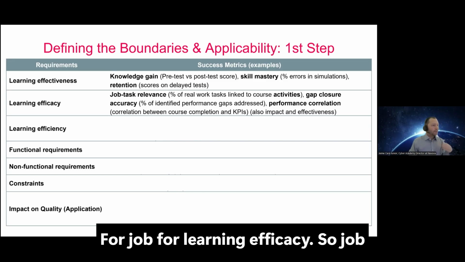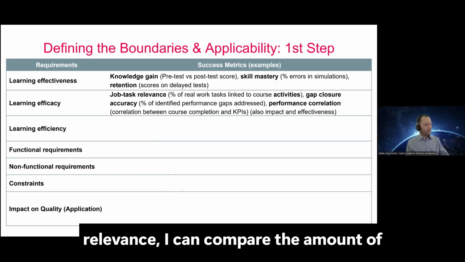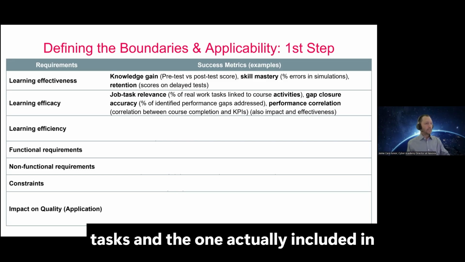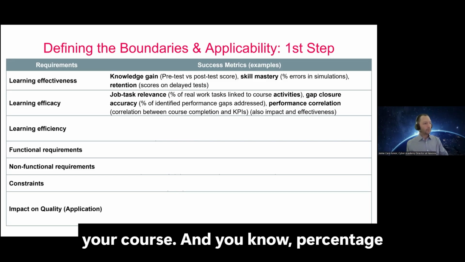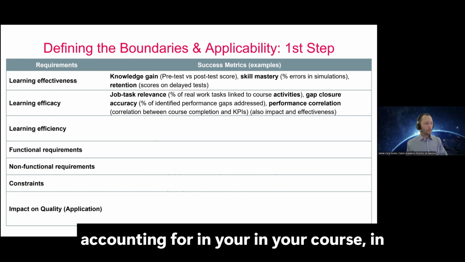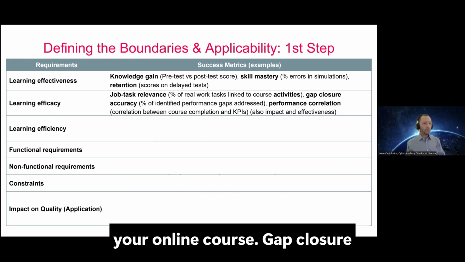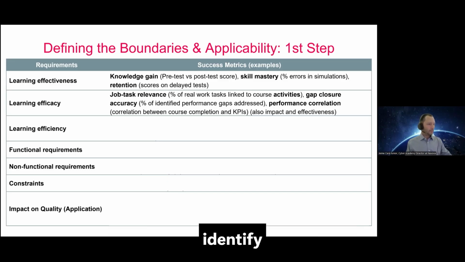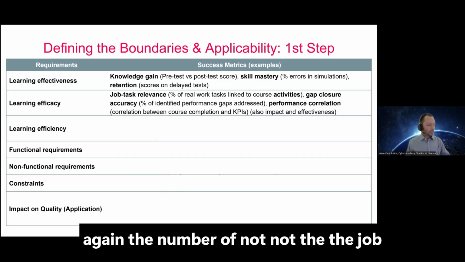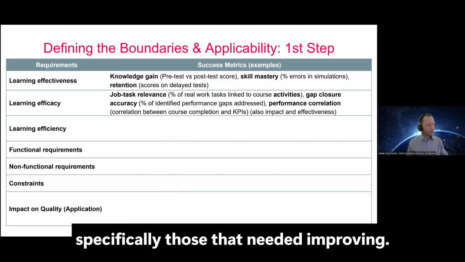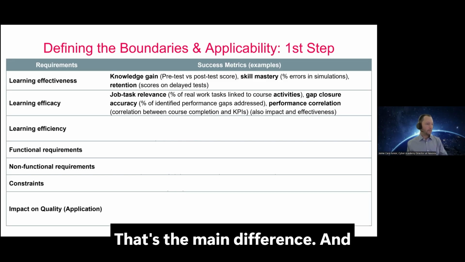For learning efficacy, so job relevance, I can compare the number of tests that are simulating job-related tasks and the ones actually included in your course, and percentage-wise, how much of these you are accounting for in your online course. Gap closure accuracy is when you identify the number of not the job-related tasks as a whole, but specifically those that needed improving. So that's the main difference.